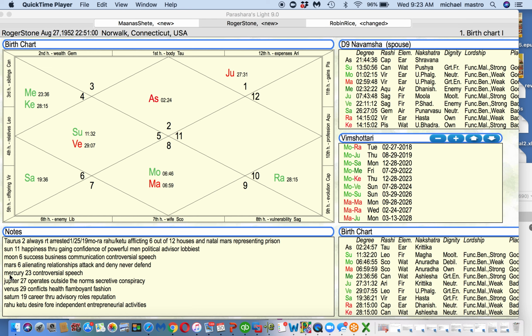So Mars, again, is ruling this house of separations, imprisonment, hospitalization, and also enlightenment. It is placed in this seventh house of relationships. So it brings controversial relationships as well. Can have addictive issues and sleeping issues as well.